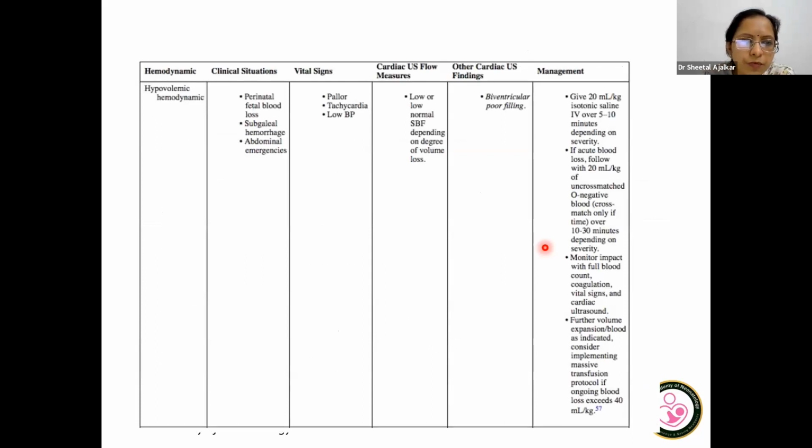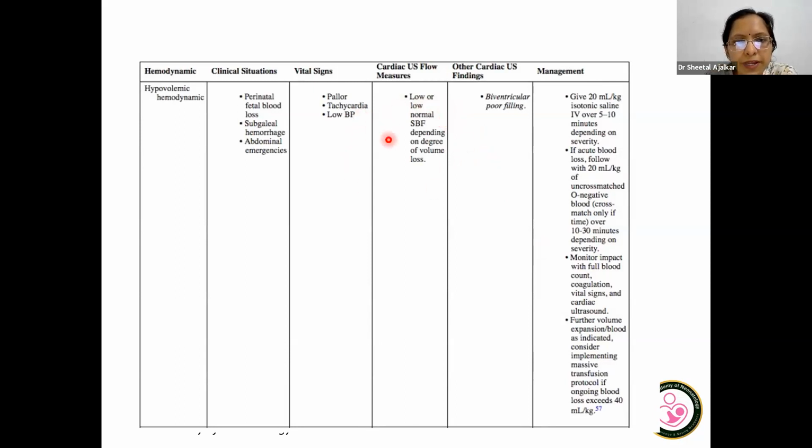So it depends on what the volume status of the baby is, what the pulmonary status of the baby is, like what the pulmonary pressures are, and how the cardiac function is. Looking at all these signs and clinical findings, they have given recommendations. So in hypovolemic hypodynamics, it could be because of perinatal blood loss, hemorrhages, or abdominal emergencies. Here there is low or normal systemic blood flow depending on the volume status.